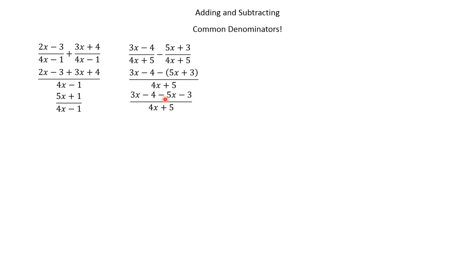3x minus 5x is negative 2x. Negative 4 minus 3 is negative 7. So we have (negative 2x minus 7) over (4x plus 5). Notice in neither of these does the denominator change. I have had people do problems like this. It's like, oh, well, the denominator just equals 0, so they get negative 2x minus 7 over 0. And they leave that as an answer. That is wrong. Don't do that.